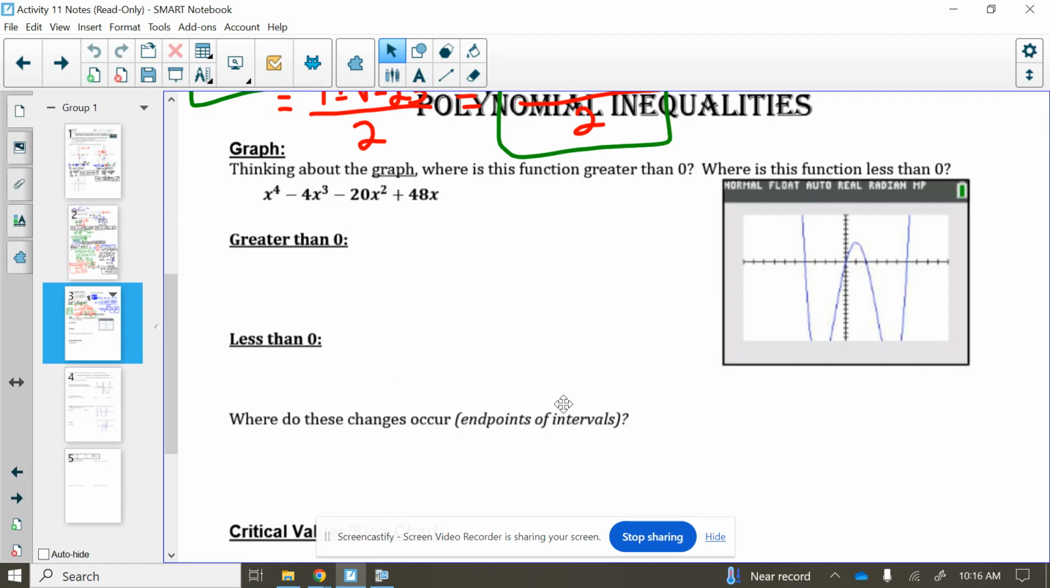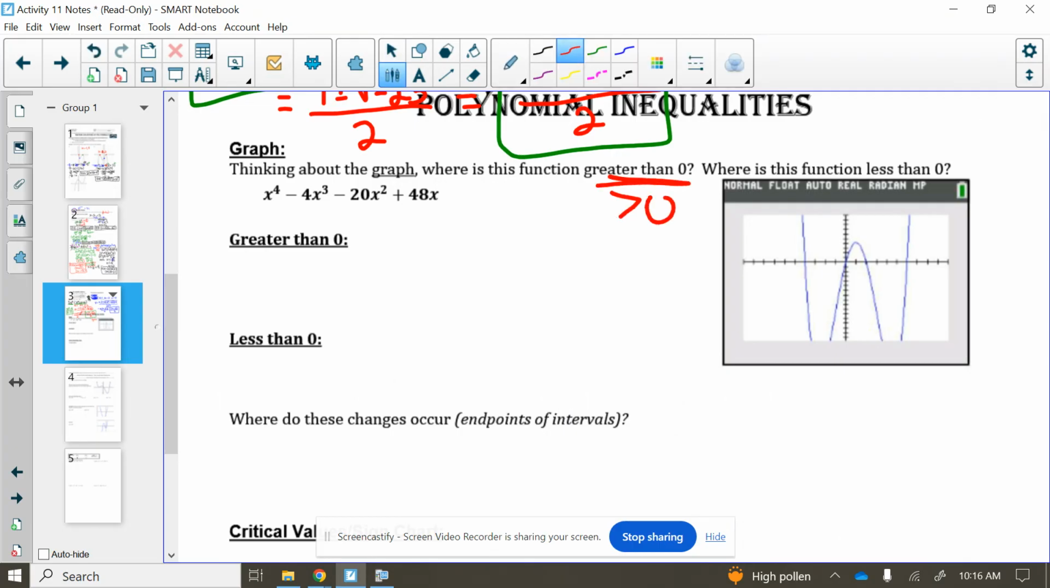So as we look at a graph of a polynomial function, we want to be able to analyze and say, okay, where is this graph greater than 0, aka above the x-axis, or where is our function less than 0, aka below the x-axis? So if we look at our picture, being greater than 0 above the x-axis is happening officially in 3 places on this graph.